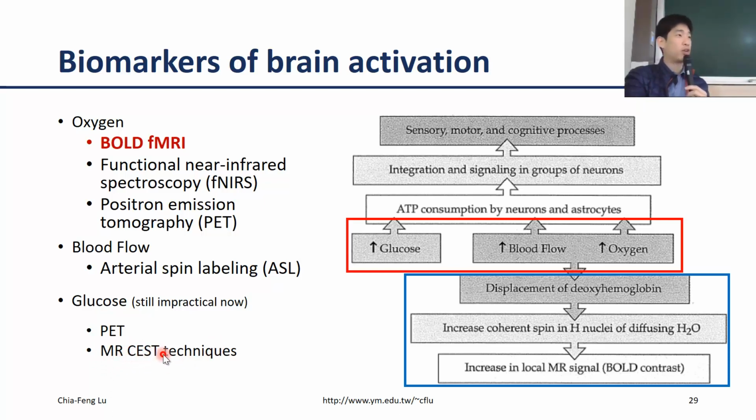In MRI, you can actually use this. However, I think this one may have some issue with temporal resolution. So I think the majority right now is using BOLD fMRI when you're considering MRI techniques. I'll just leave the plot right here. It's pretty similar to the chart that I mentioned before, but it's particularly useful for understanding how we can use so many different biomarkers to probe the brain activation.